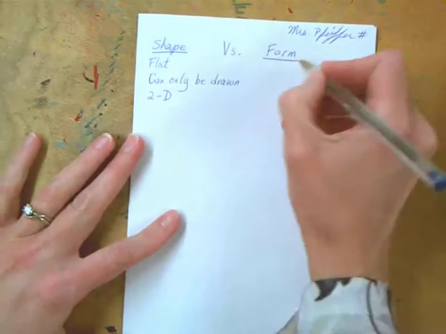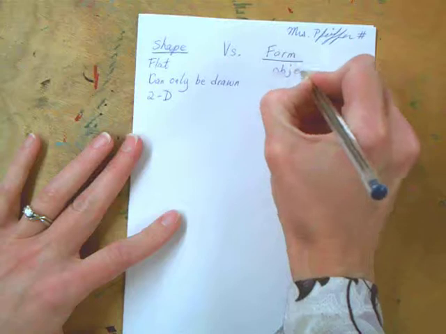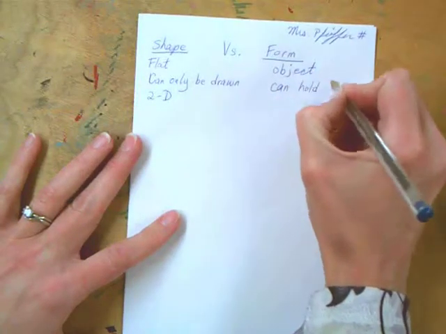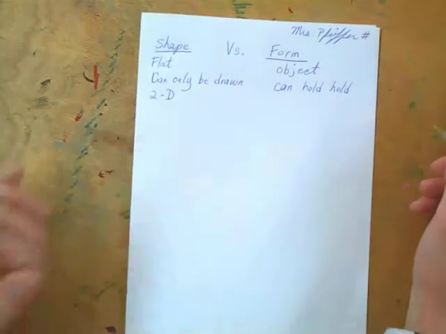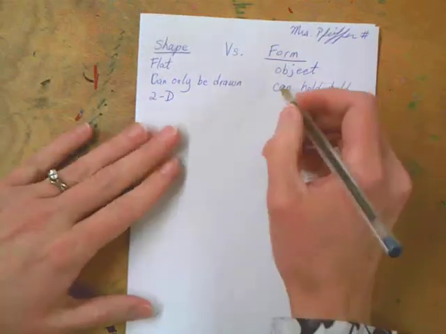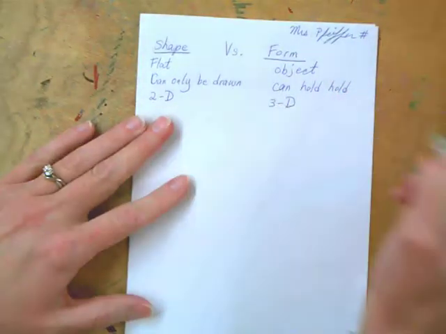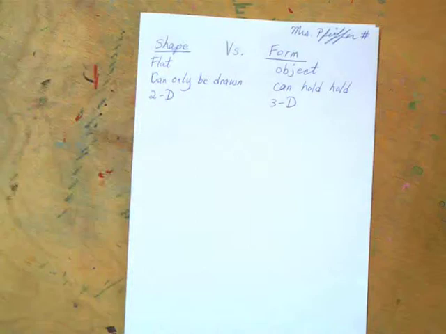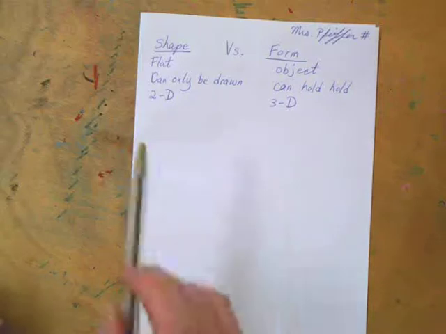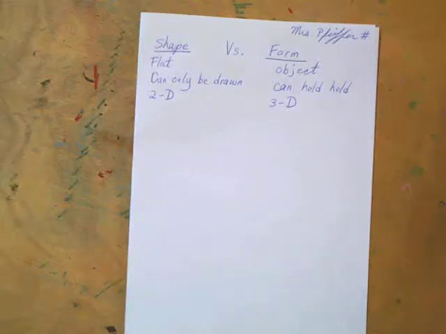A form is an object. You can hold an object, and it can be drawn. You can hold it, and it is 3D. It has 3 dimensions. It can be drawn, but it can also be held, whereas a shape cannot be held. It can only be drawn, it cannot be held. Okay? All right, so that's the difference between shape and form.